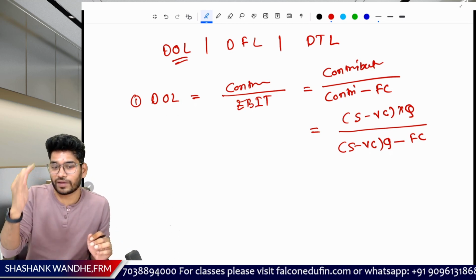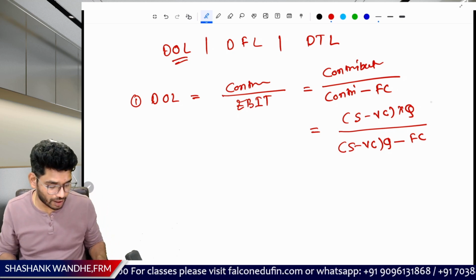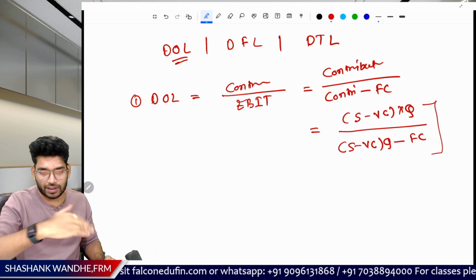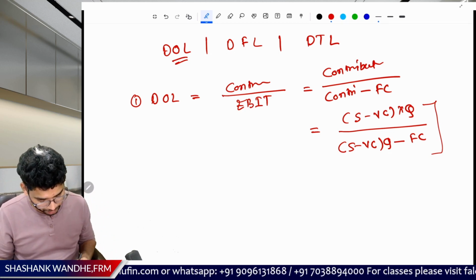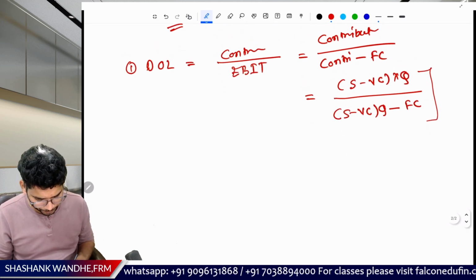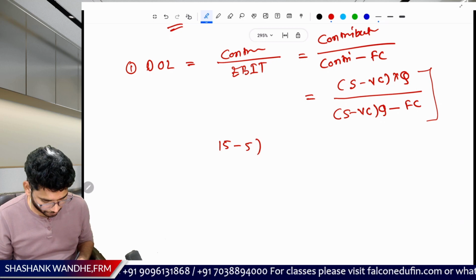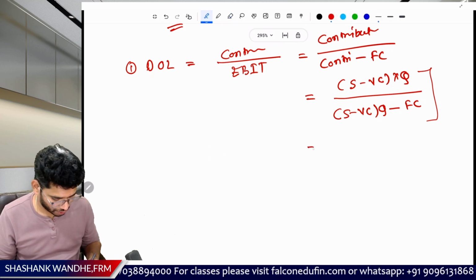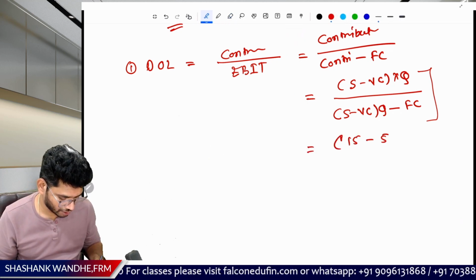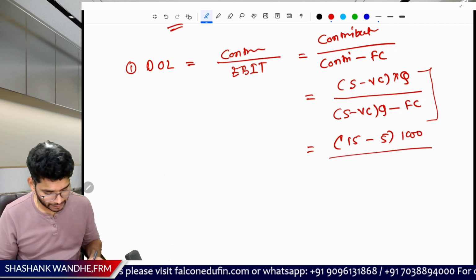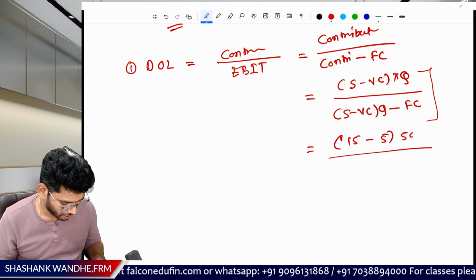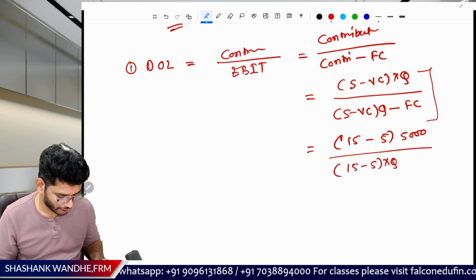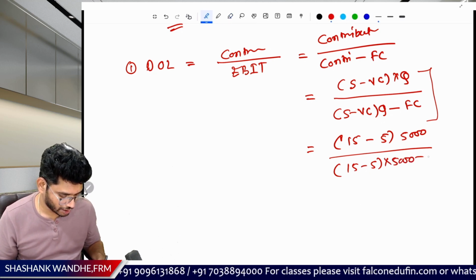I started with contribution and EBIT and then I developed this formula, because if you directly see this formula it feels quite intimidating. So that's why I decided to go by this route. If we consider our example, 15 minus 5, the 5 is a variable cost here. And total number of units sold, let's take the example of 5,000. It is better. And then divided by 15 minus 5 multiplied by the same quantity 5,000 minus fixed cost.